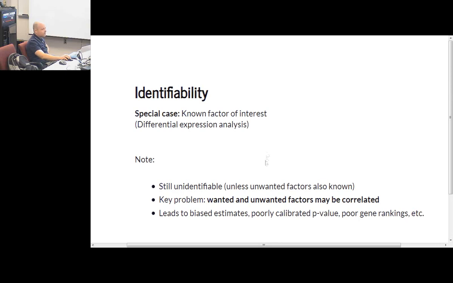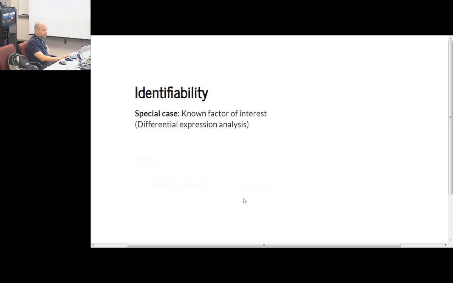The key problem is that if you don't know what the unwanted variation is, you don't know whether the unwanted variation and the variation of interest are correlated. And depending on whether or not they're correlated and to what extent, that can very much change the analysis that you do. So let me just show this picture one more time.